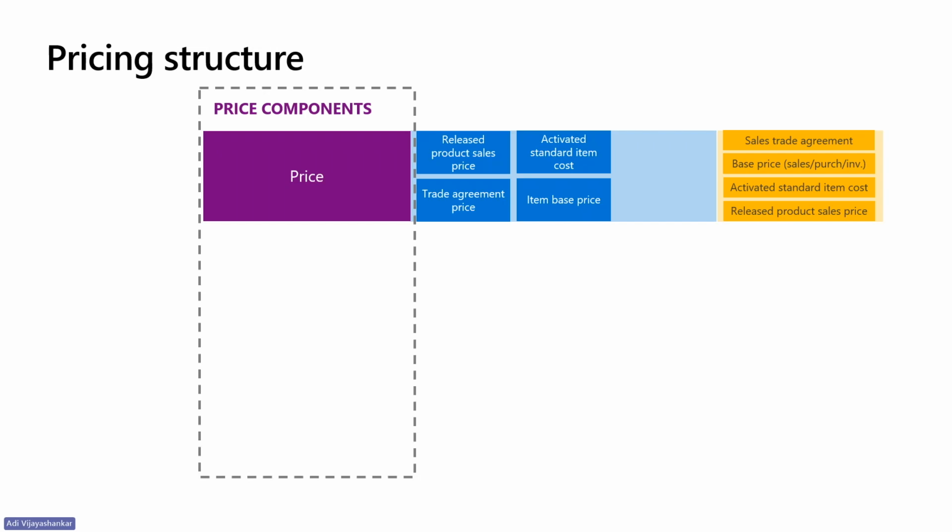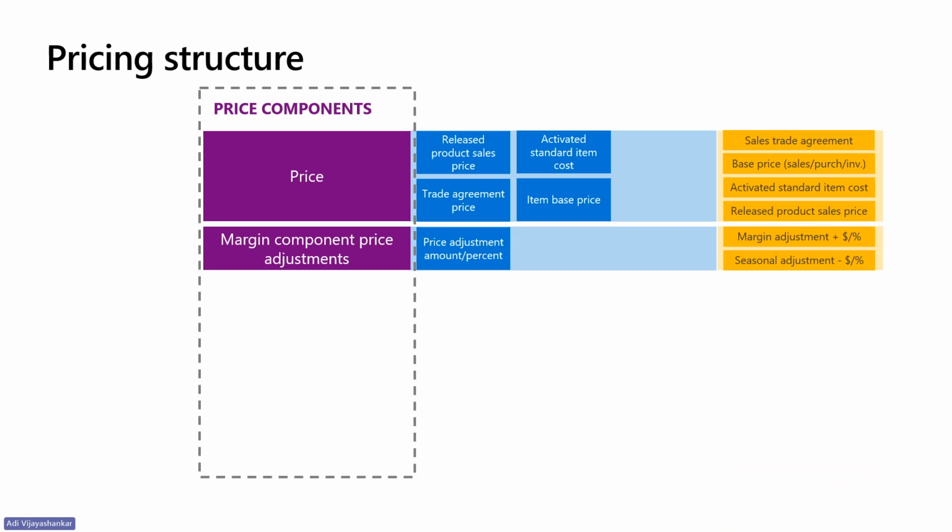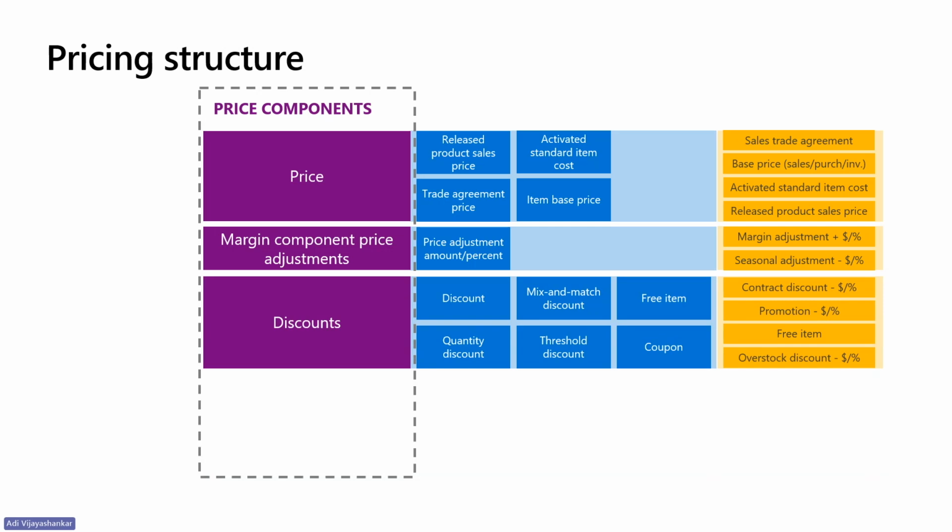The price can be sourced from trade agreement, and if a trade agreement does not exist, base price is applied. This base price can be based on purchase or standard cost of an item or default price specified on the item master. Margin component price adjustment allow for adjustments to the price at the time of order before discounts or charges are applied. There are multiple discount types in pricing management, including simple discount, quantity discount, mix and match discount, threshold discounts, free items, and other features like coupons, funds, and claim. We'll be covering this in more detail in the later part of this presentation.